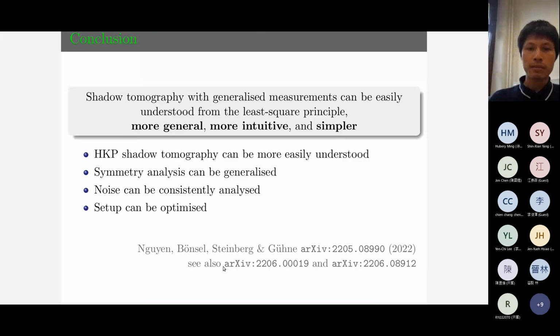And by the way, there's also another paper that mentioned a bit of shadow tomography with general measurement, which is given by this arXiv number here. However, the most general framework was not really discussed there. So in some aspects it was already considered, but not in the totally general manner that we would like it to be.